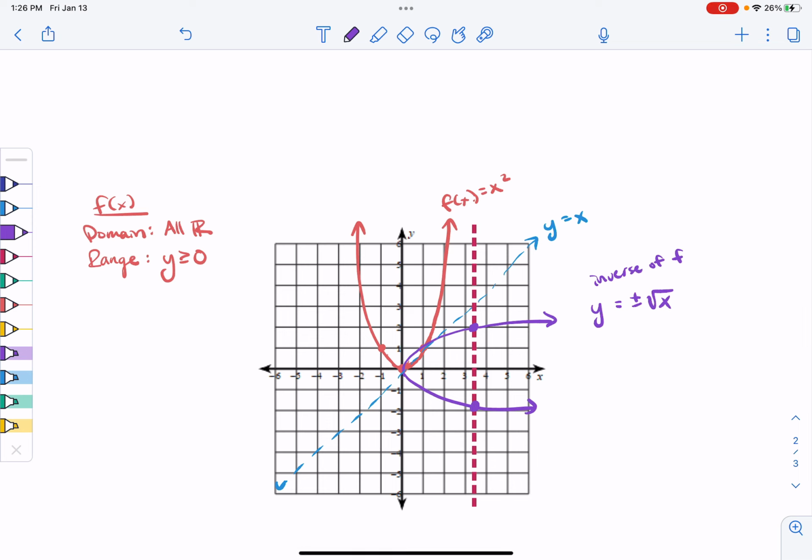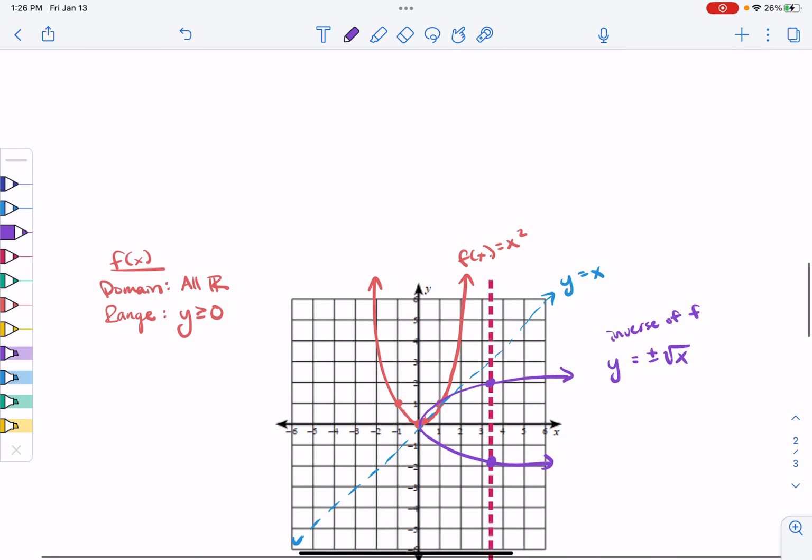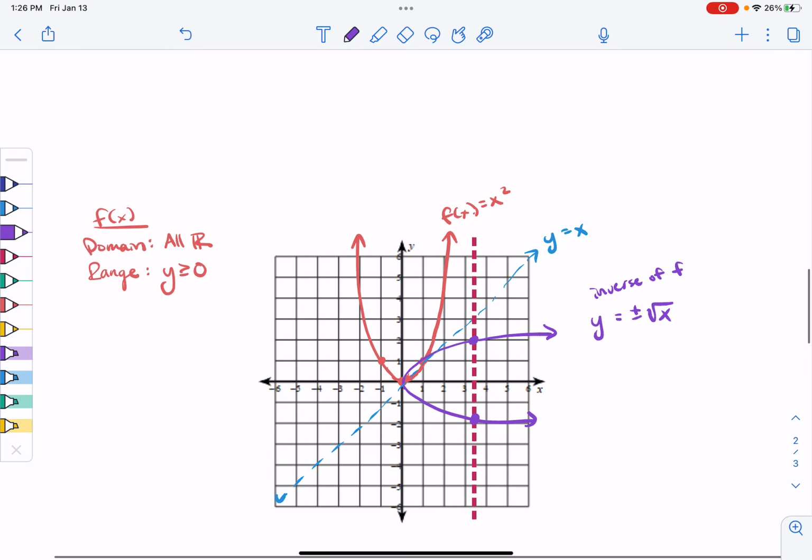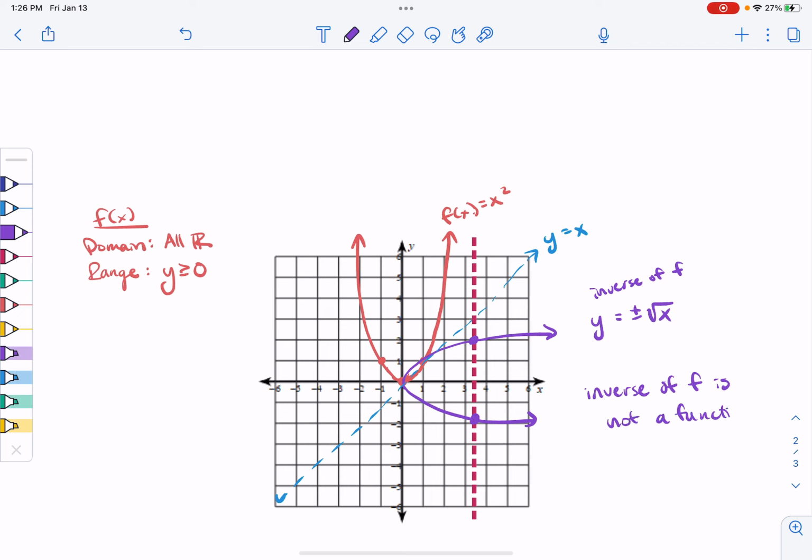In my map, from my domain to my range, I have 1 x that maps to more than one y, and a function cannot do that. So my inverse of f is not a function. All right, but the inverse relation would be graphed as so.